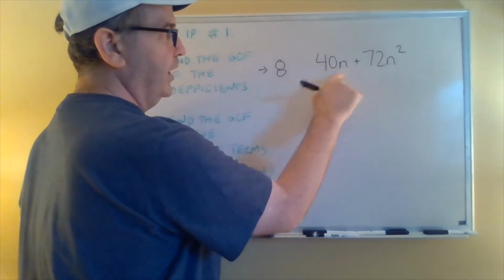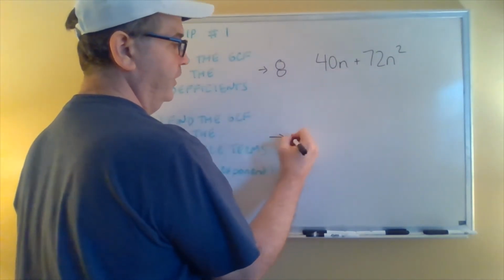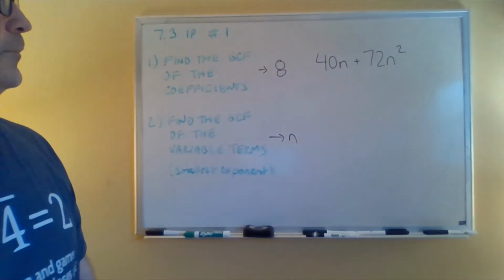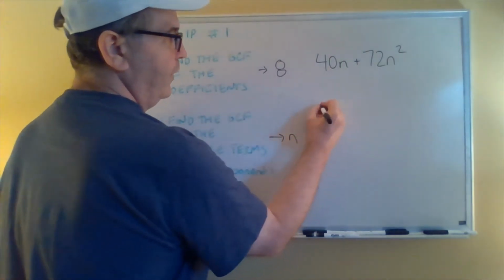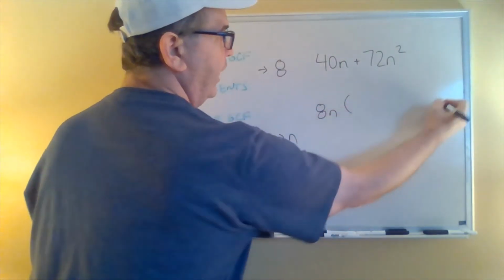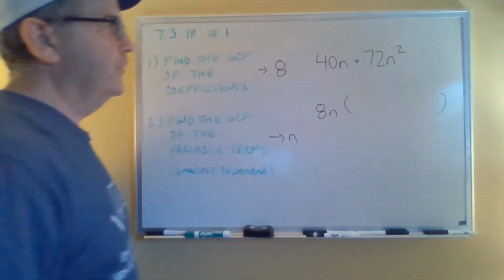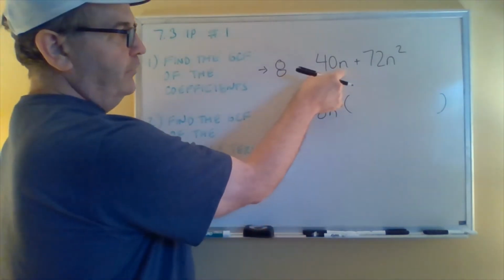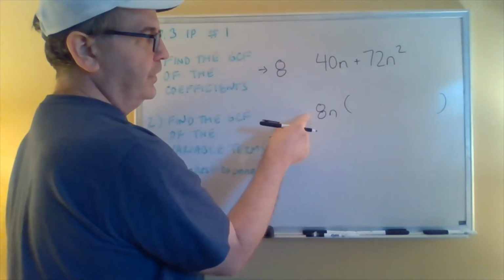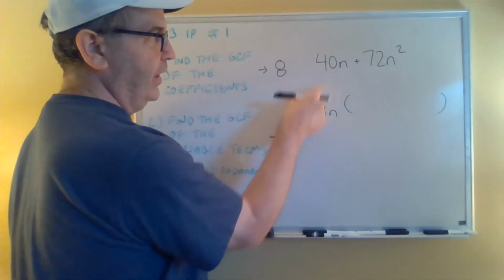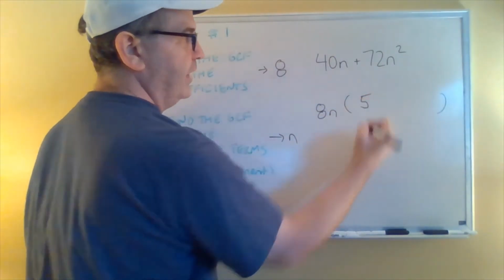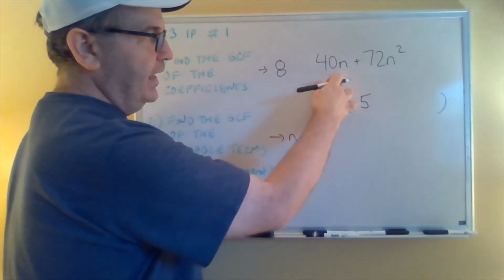And that would be this one right here, which is just n to the first, and we just write that as n. So this is our greatest common factor, and this is what we're going to pull out of the term here. So we're going to first divide 8n into 40n. We'll do the coefficients first. How many times does 8 go into 40? 5 times. And n divided by n, well, it's just 1.